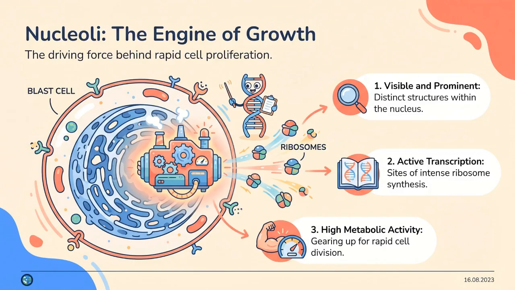a significant clue. Think of it as the cell's engine running at full throttle, preparing for rapid proliferation. This feature, combined with the fine, open chromatin we just discussed, paints a clear picture of an immature, rapidly dividing cell. We're building a comprehensive profile here, piece by piece. Next, we'll examine the cytoplasm, which also offers important insights into a cell's maturity.